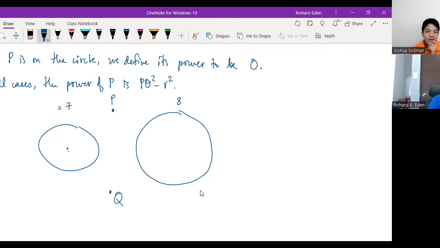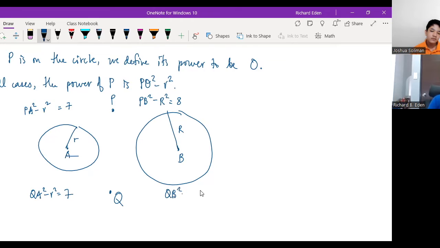Wait, hold on. The centers are A and B, and their radii are small r and big R. So 7 is PA squared minus r squared, and 8 is PB squared minus R squared. For Q, QA squared minus r squared equals 7, and QB squared minus R squared equals 8. So this actually means PA squared equals r squared plus 7, QA squared equals r squared plus 7, PB squared equals R squared plus 8, and QB squared equals R squared plus 8.